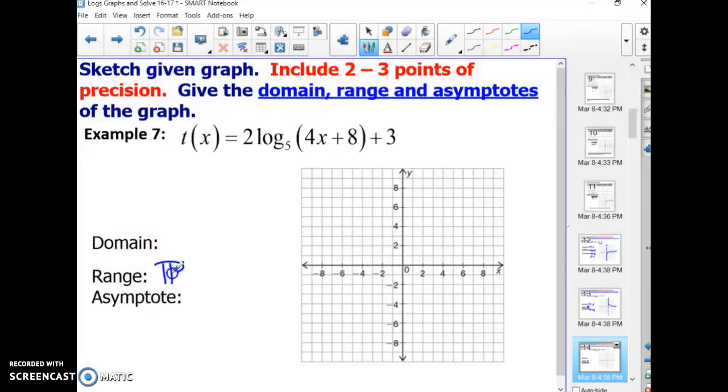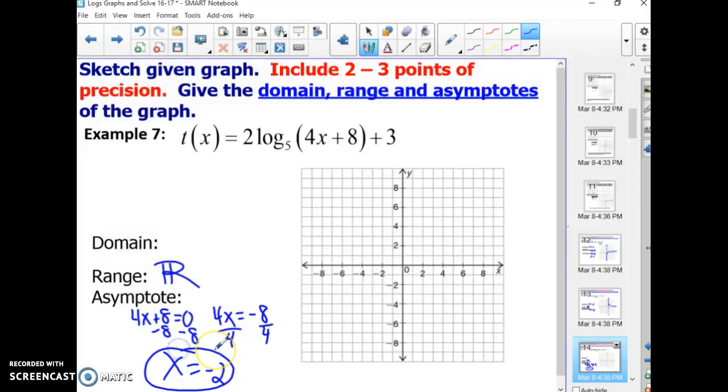So first thing I know, domain is going to be all reals. My asymptote, you have that 4x plus 8 is equal to 0. So I need to actually go solve that. So I get 4x is equal to negative 8, divide both sides by 4, and so I get x is equal to negative 2. So that's my asymptote. So then I have x greater than negative 2. So I'm going to come and I'm going to draw that in.